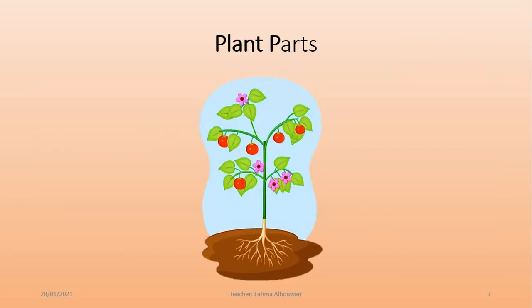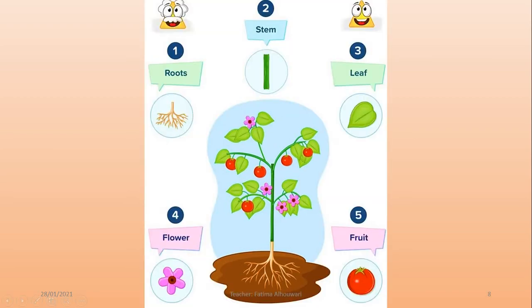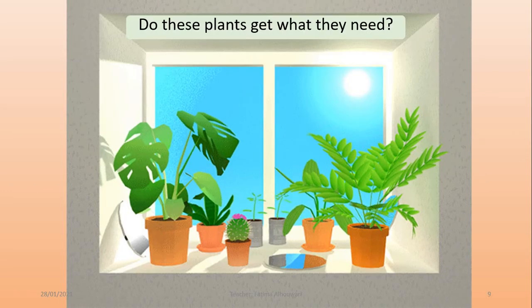Let's start. At the beginning, let us remember together what the parts of a plant are. Can you name the parts of this plant, grade 2? They are roots, stem, leaf, flower, fruit, here it is, and seeds. We have 6 main parts.